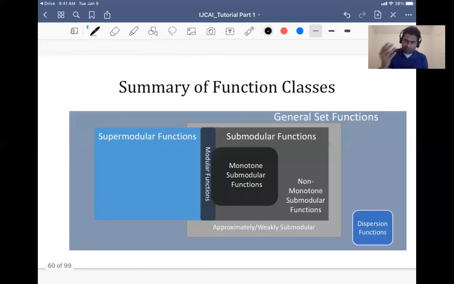All right, so this is just a visualization. You have the supermodular functions, you have the submodular functions, you have the intersection over here, which is essentially the class of modular functions, which are both submodular and supermodular. Then you have the class of monotone functions, right? And then you have the non-monotone functions, and finally dispersion functions. The dispersion functions are examples of non-submodular functions, right? So the general class of set functions, and of course you have weakly submodular, approximately submodular functions, and this is essentially where you can still give some theoretical guarantee.